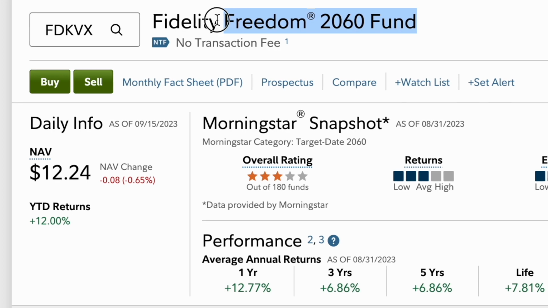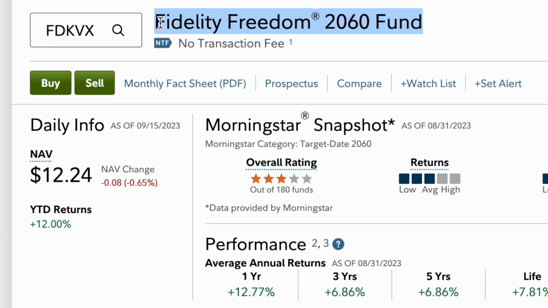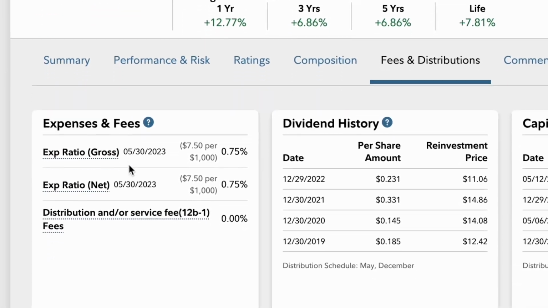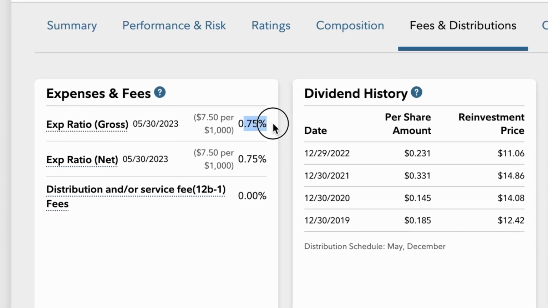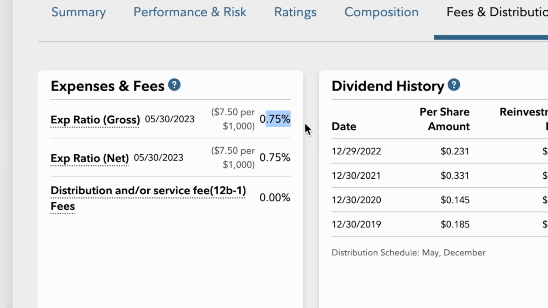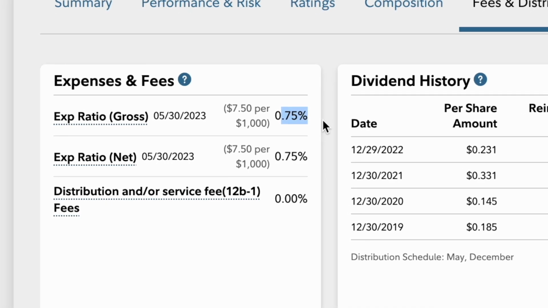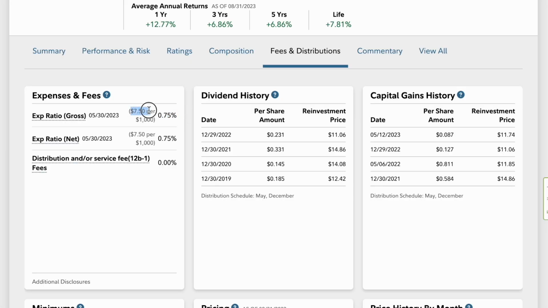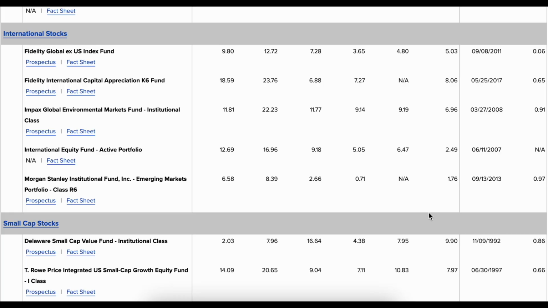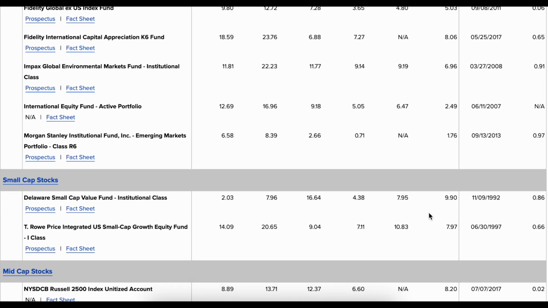So let's focus on this Fidelity Freedom 2060 fund. If you scroll down, you can see here that the fund has an expense ratio of 0.75%. At a 0.75% expense ratio, it's going to charge you $7.50 for every $1,000. Now that might not seem like much money, but once you have like 500,000 in there, that's going to cost you $1 million. All right, I lied. It's not going to cost that much, but it's going to cost this. $100 billion.